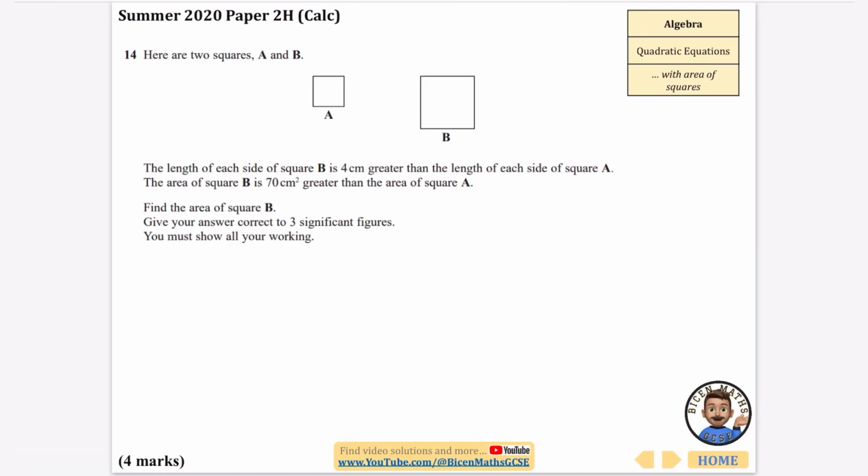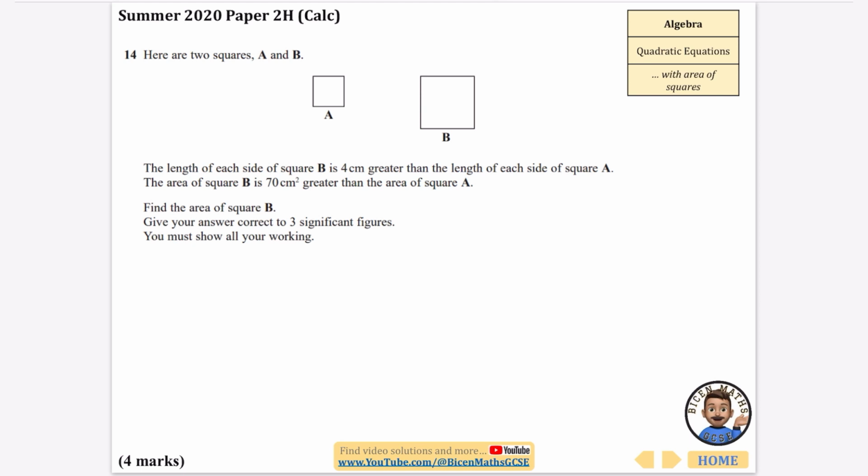Okay, now we're going to some quadratic equations with the areas of squares. Let's read what it says. Well, it says the length of each side of square B is 4 centimetres greater than the length of each side of square A. The area of square B is 70 centimetres greater than the area of square A. Find the area of square B.